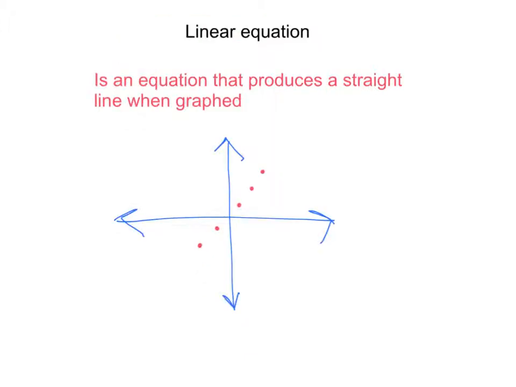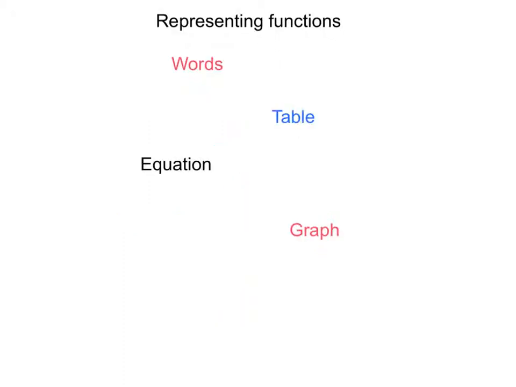A linear equation is an equation that produces a straight line when graphed, like the example that we previously saw, or like this graph here. It produces a straight line on the graph.